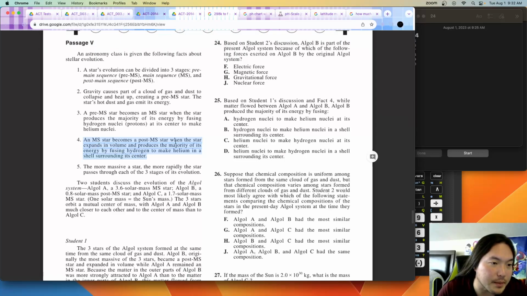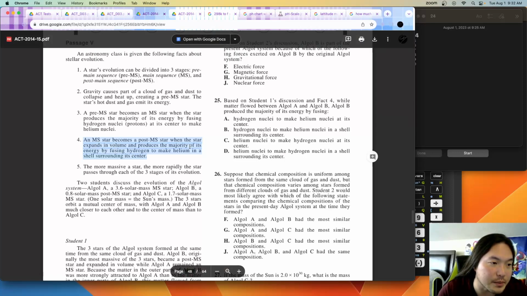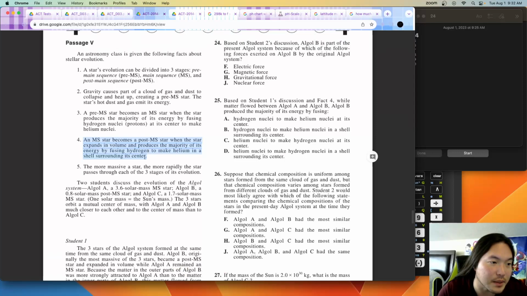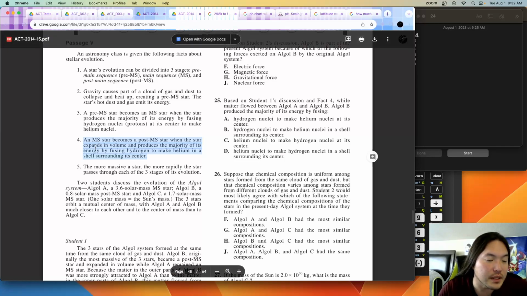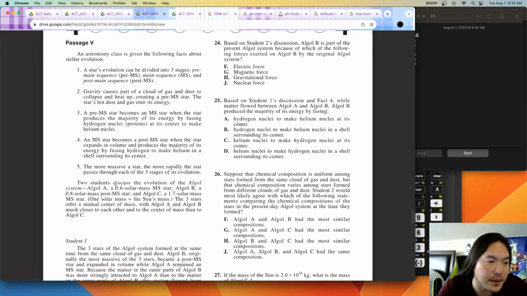Yeah, a MS star becomes a post-MS star when the star expands in volume, producing the majority of its energy by fusing hydrogen to make helium in a shell surrounding its center. The more massive a star, the more rapidly it passes through each of the 3 stages of its evolution. I would say these are the normal stars, right? But obviously, if you get supermassive stars, they start fusing the helium, the oxygen, the silicon. But we're going to skip all that.